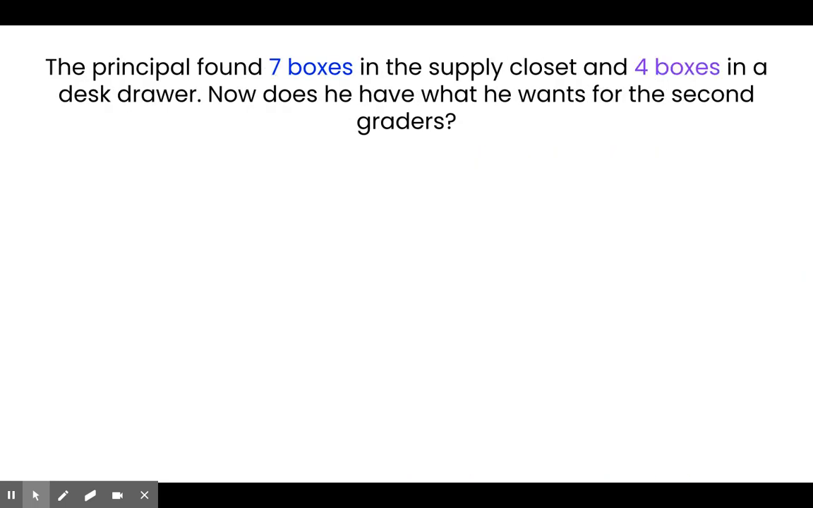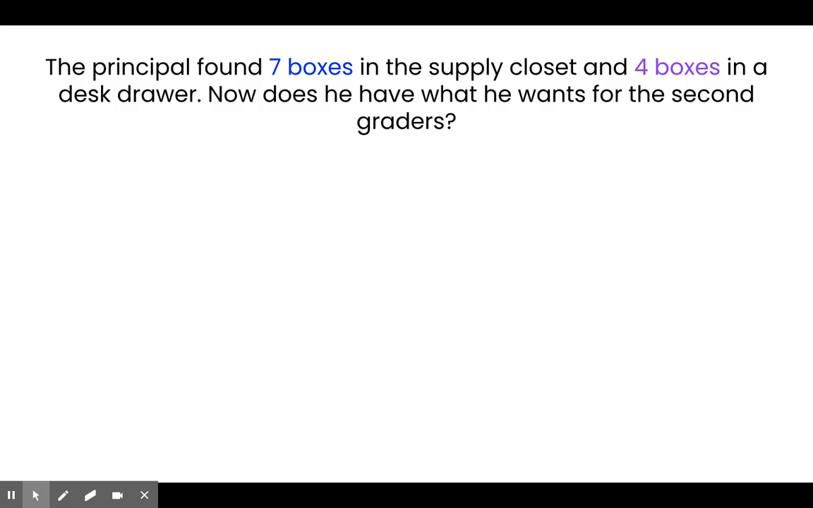The principal needs those 300 pencils for the second graders. Remember, we had 14, and we know that he needs to add another 16. But let's look at this. The principal found 7 boxes in the supply closet and 4 boxes in a desk drawer. Now does he have what he wants for the second graders?